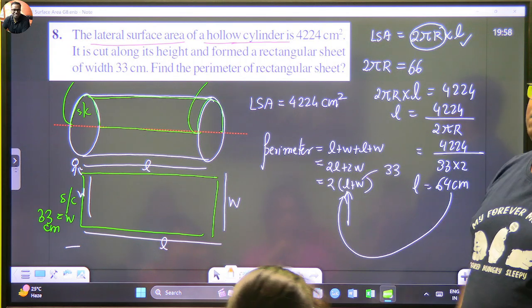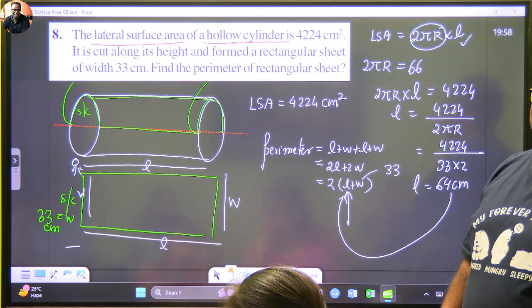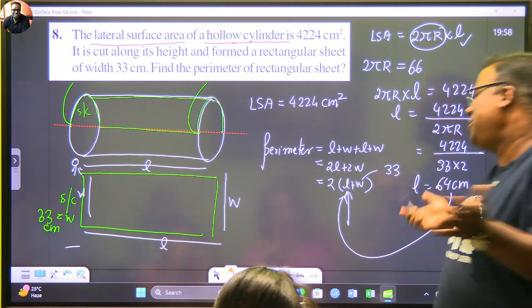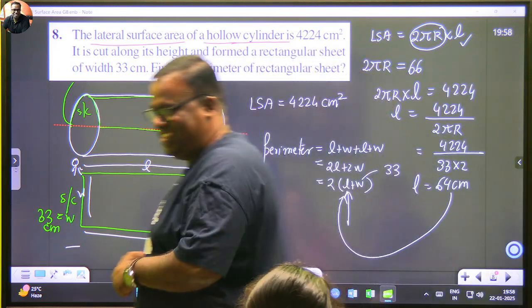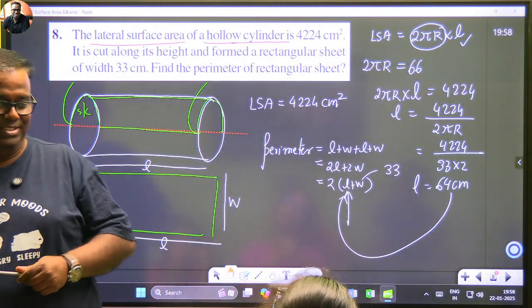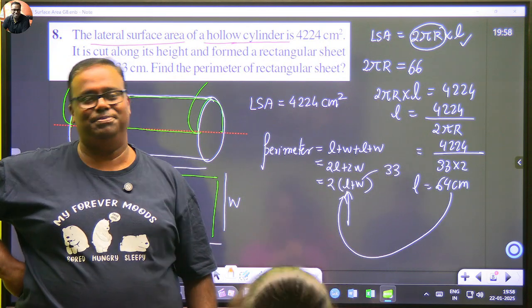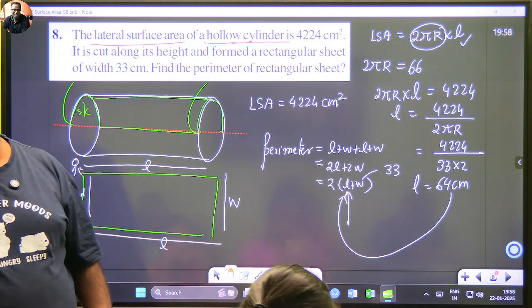This is NCERT problem, by the way. देखा ही नहीं किताब में. हाँ? This is NCERT problem.